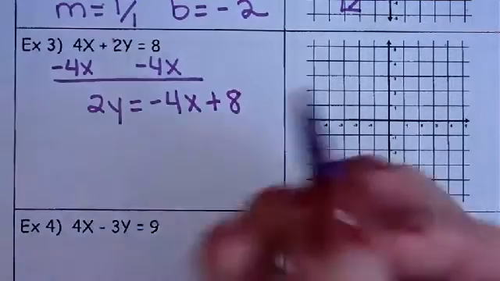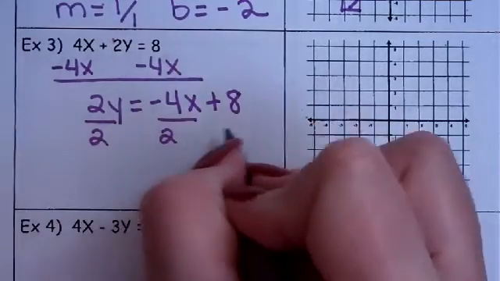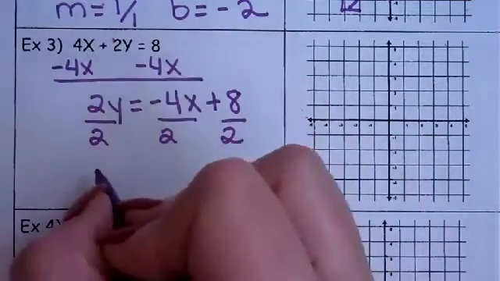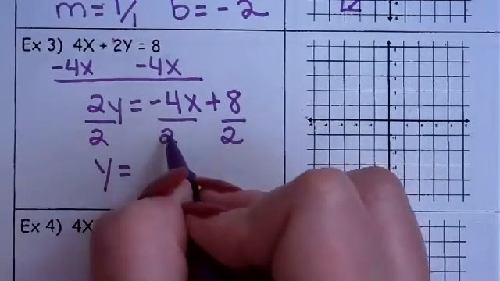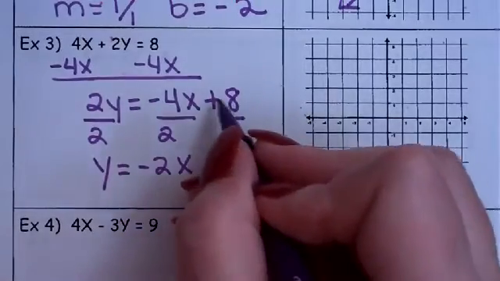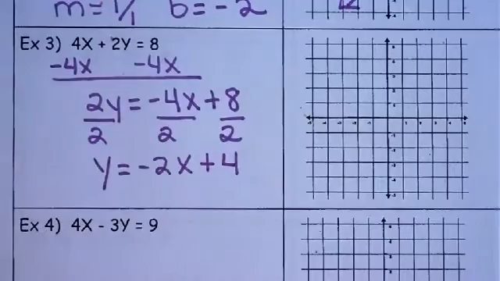Now, we're going to divide by the 2. Now remember, you're dividing everything by 2. Not just the first or second thing, everything, okay? Well, 2 over 2 gives me y. Negative 4 divided by 2 gives me negative 2x. And positive 8 divided by 2 is positive or plus 4.